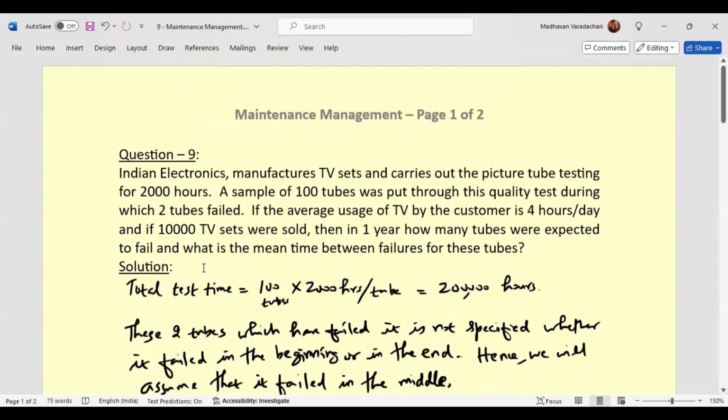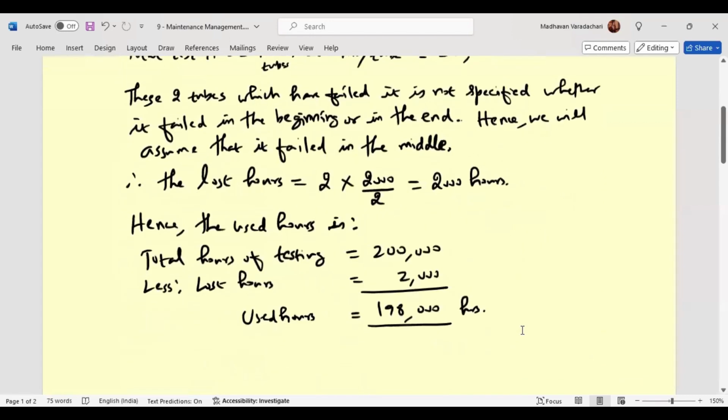Now, further what it says, if the average usage of TV by the customer is 4 hours per day, and if 10,000 TV sets were sold, then in 1 year, how many tubes were expected to fail? And what is the mean time between failures for these tubes? Okay.